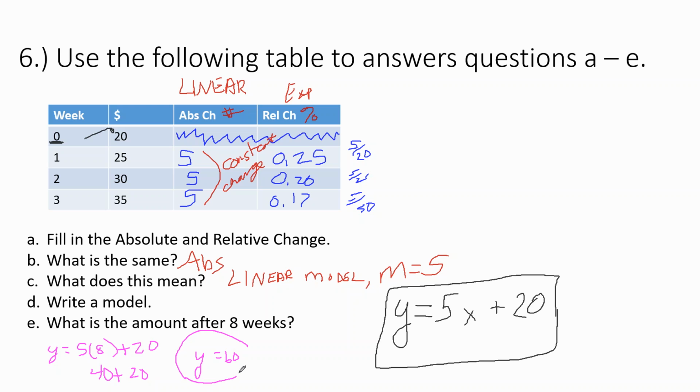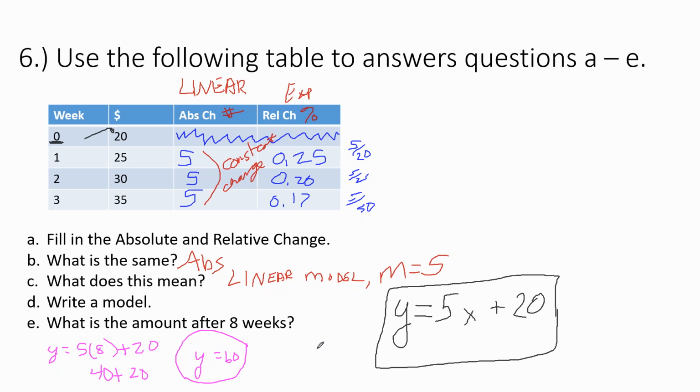And so that answer is 60. So you can also see how the answers that we're getting for the linear models are smaller because exponential just grows so much faster than linear.